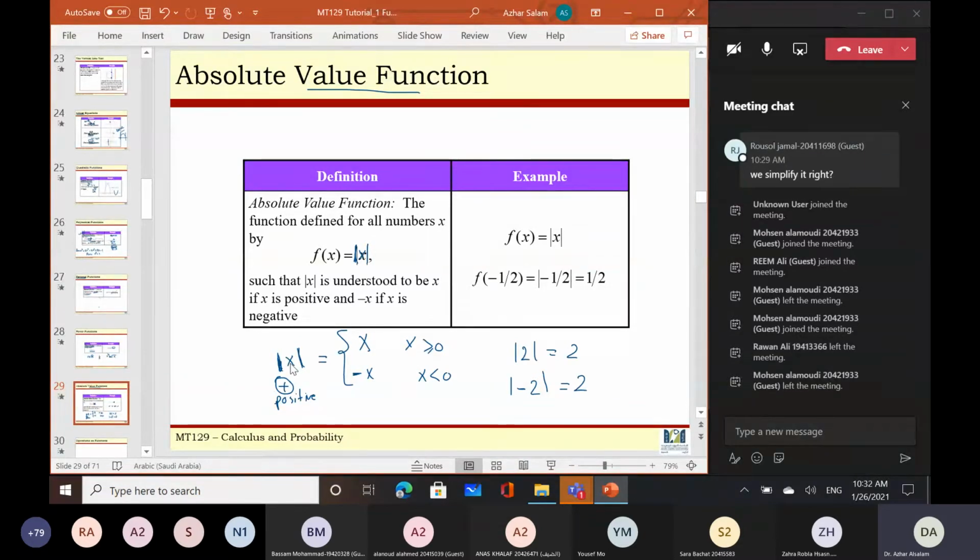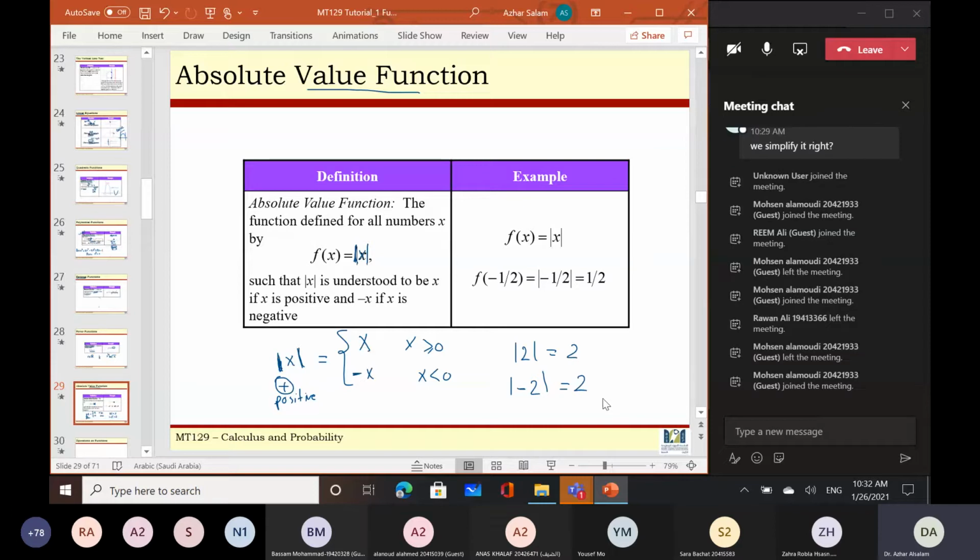The distance between x and 0. It should be positive. Okay? And here also, for example, if I take the absolute value of minus half, it will be positive 1 over 2. It's always positive.